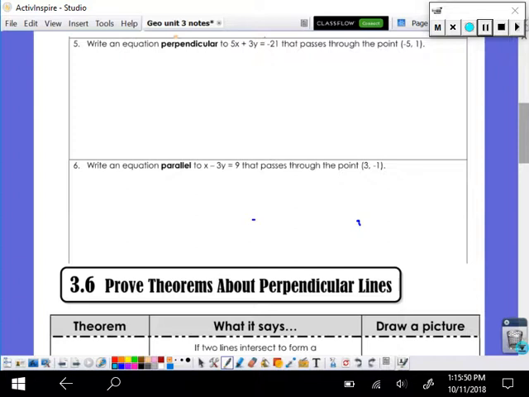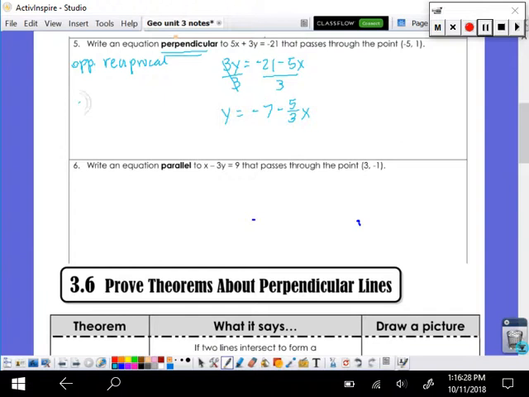Five and 6. So number 5 says to write the equation perpendicular to 5x plus 3y equals negative 21 that passes through the point negative 5, 1. So perpendicular actually finds the opposite reciprocal slope. Okay, so first we need to find the slope of this equation. So 3y equals negative 21 minus 5x. Divide both sides by 3. Y equals negative 7 minus 5/3 x. So my original slope was negative 5/3.